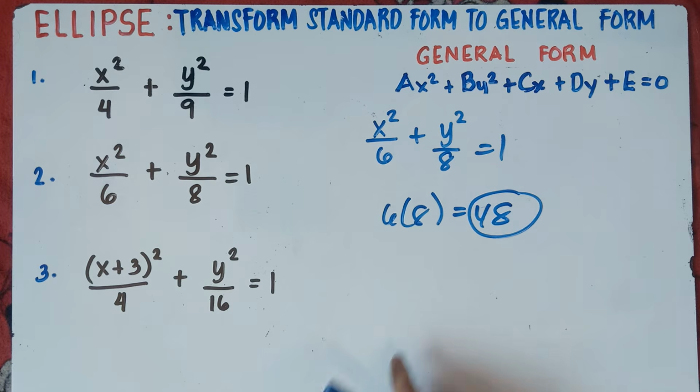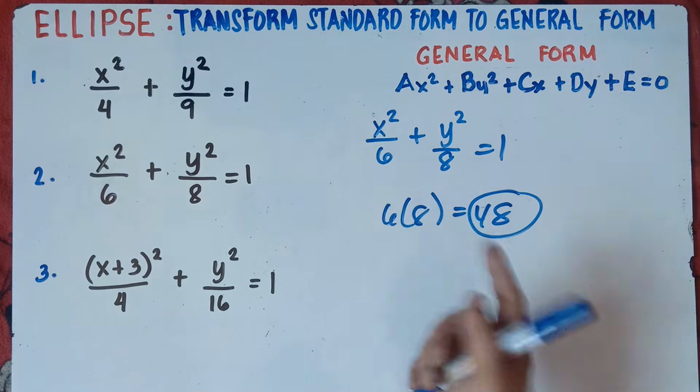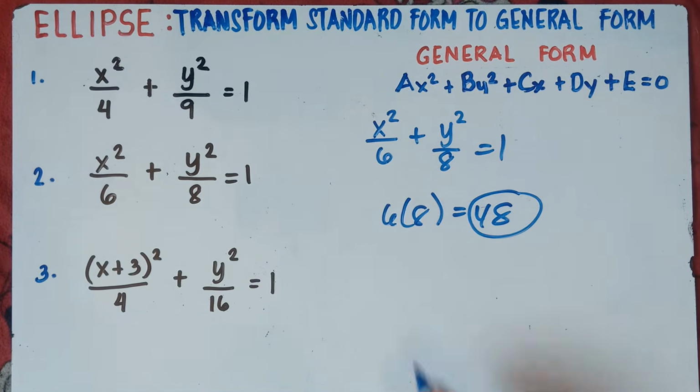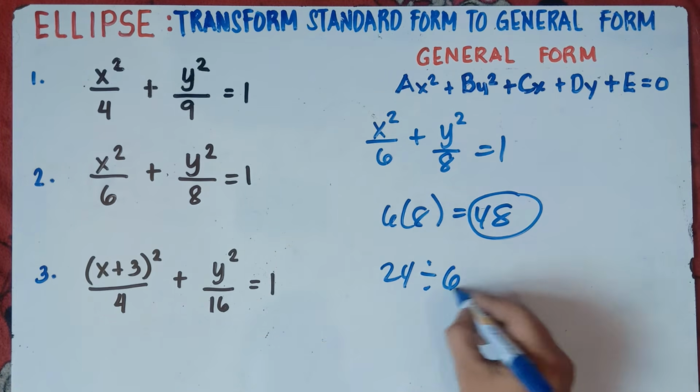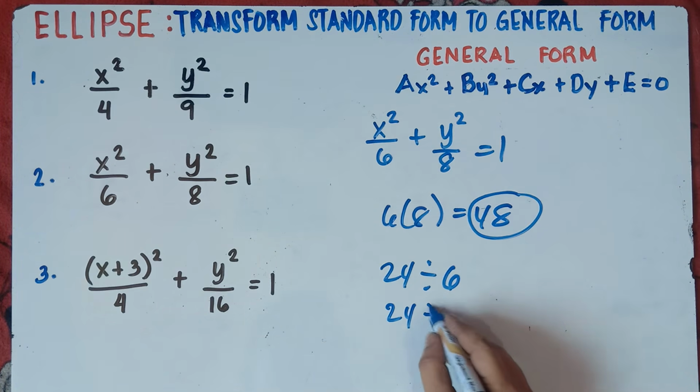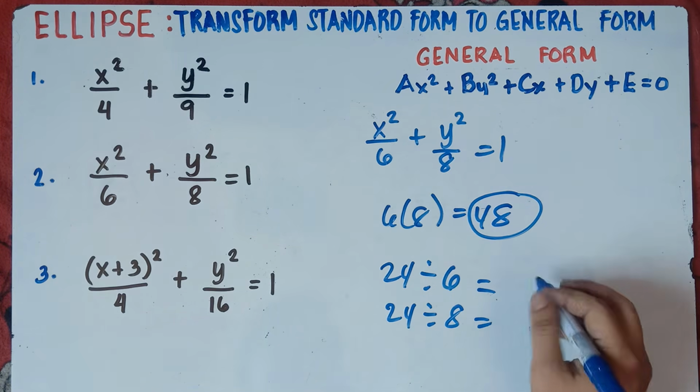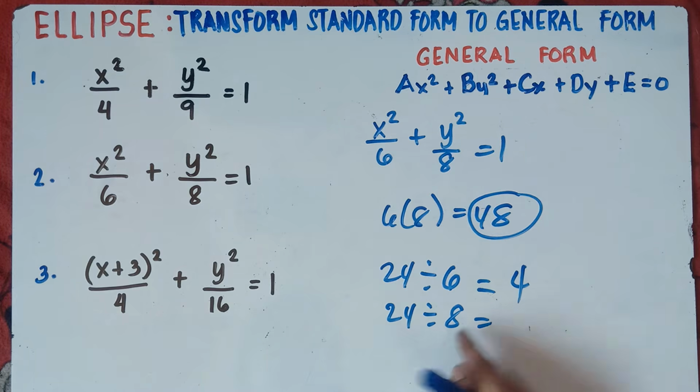Can we divide 24 by 6? Yep, we can divide 24 by 6. Can we divide 24 by 8? Yep, we can divide 24 by 8. So 24 divided by 6 is 4. 24 divided by 8 is 3.